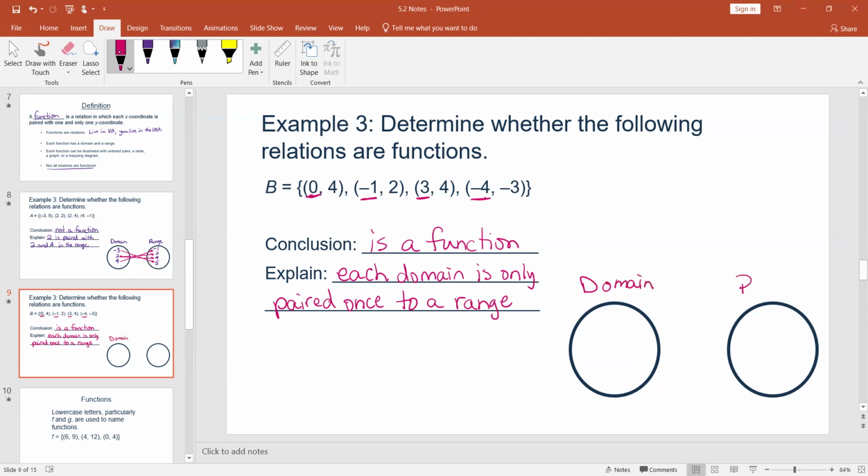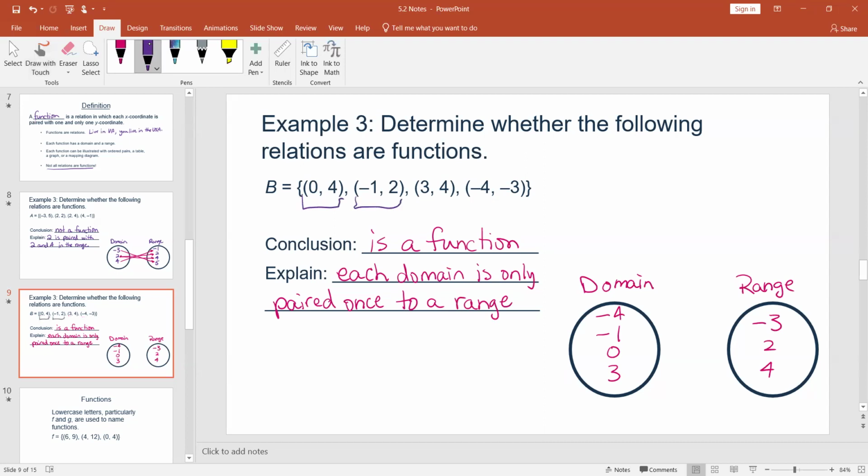Label each of them. So I'm going to look at 0, -1, 3, and -4, then -4, -1, 0, and 3. And then I have 4, 2, 4, and -3. So -3, 2, and 4. Okay, so 2, 4, yeah. All right, so then I go back to my first ordered pair. Again, each of these is its own element.